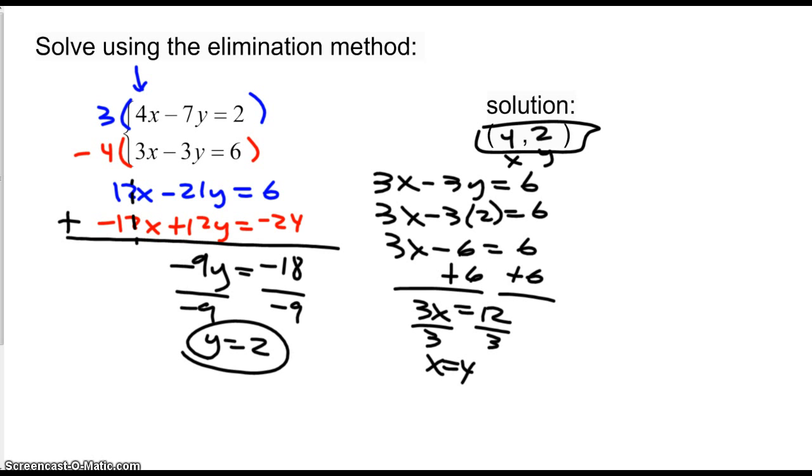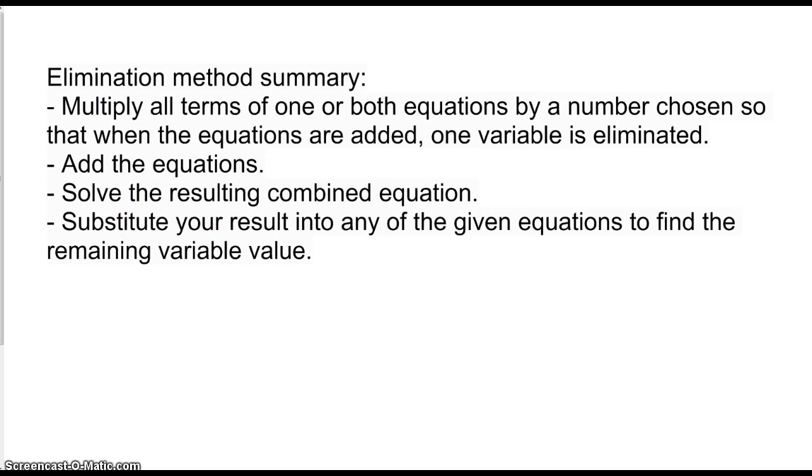All right, and that's the elimination method. So when you combine it with the substitution method, there are 2 ways that you can use to solve a system. Okay, quick summary of the elimination method, right? You want to multiply all the terms of one or both equations by whatever numbers you need, so that when the equations are added, one or the other variable is eliminated. Then you add the equations, and then you solve the resulting combined equation. You can then substitute your resulting x or y value into any of the given equations to find the remaining variable.